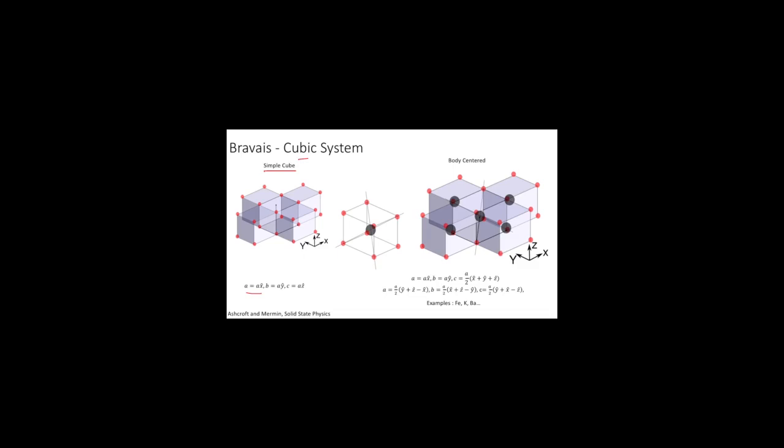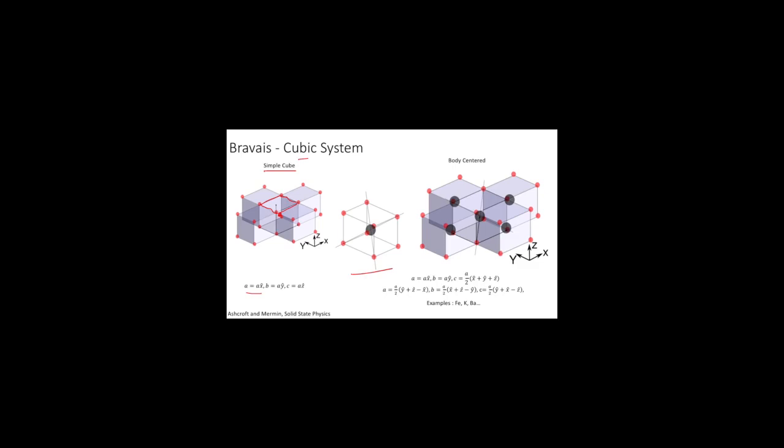So you have the structure which is very similar to the ice cubes that we have, right? And there are very few elements which crystallize with this simple cubic format. But then if I take this simple cube and put an atom right at the center of this cube, that's what is drawn here. It is called a body centered cube.